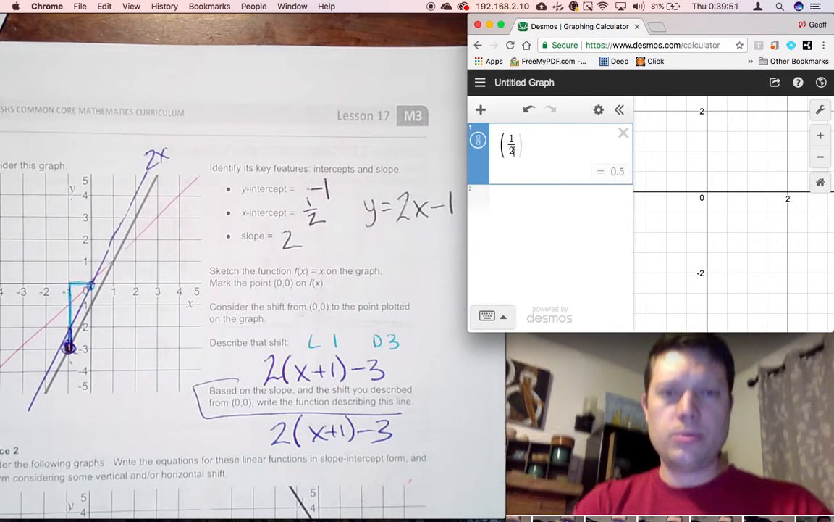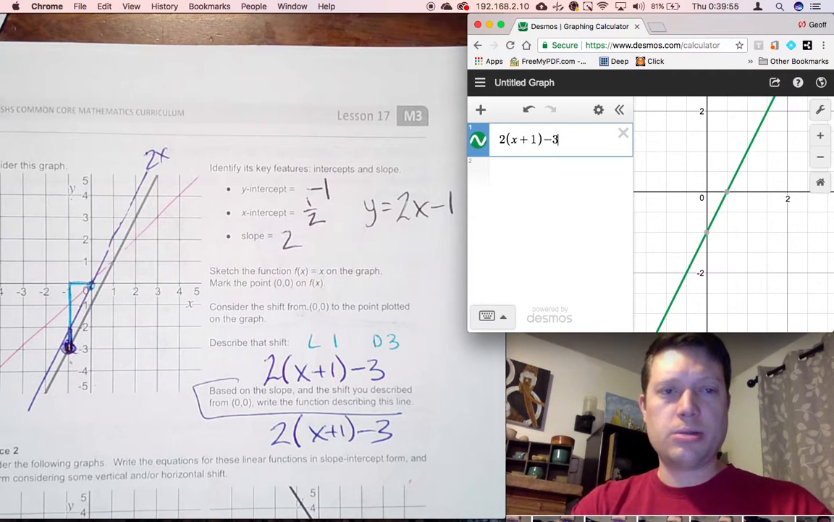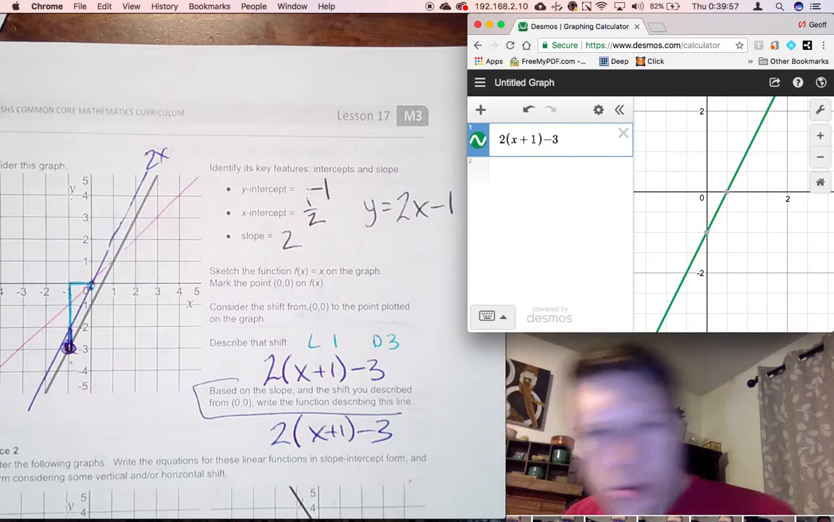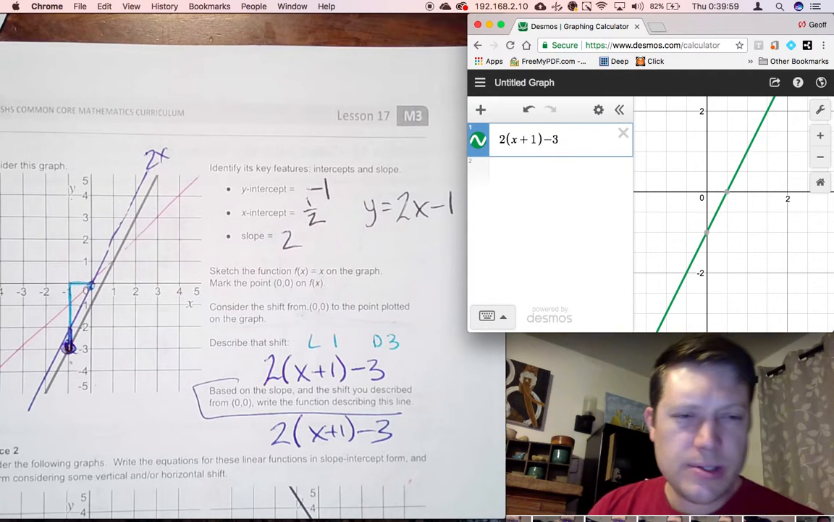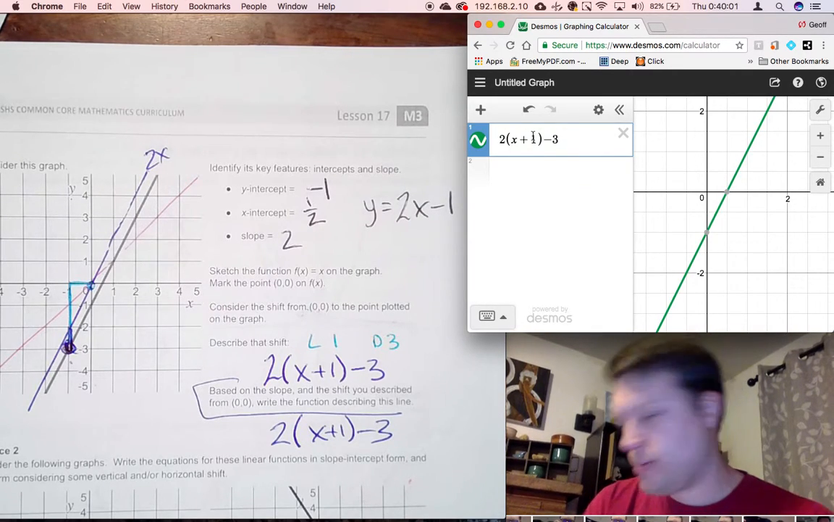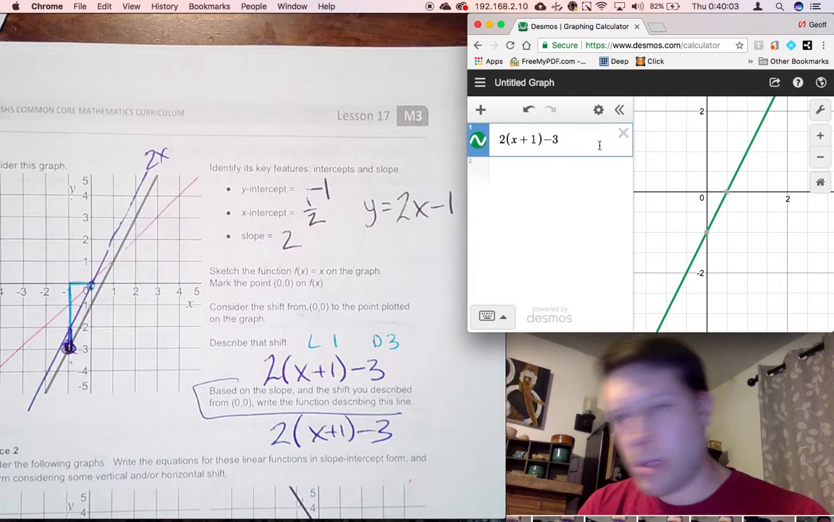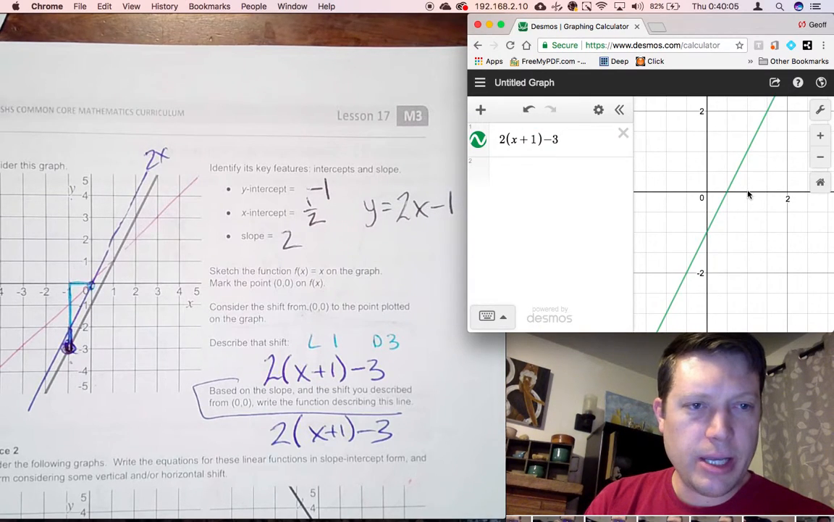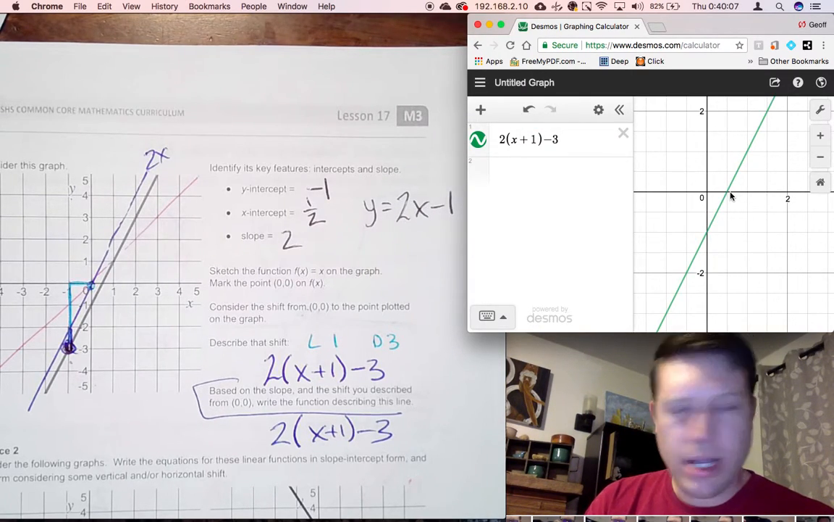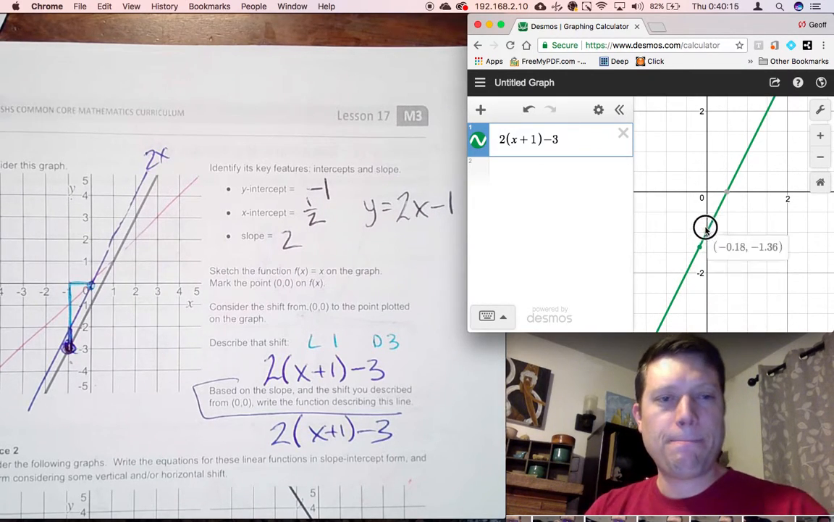So, 2x plus 1 minus 3. I see that 1 is right here, so 1/2. I'm hitting the y-intercept of -1, and -1, -3 is on the point. Yep, there it is.